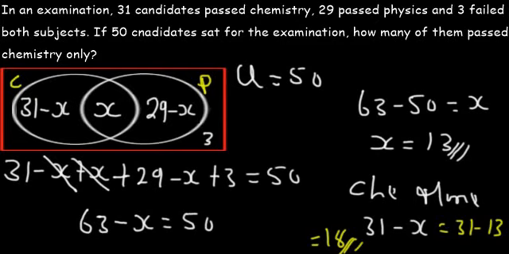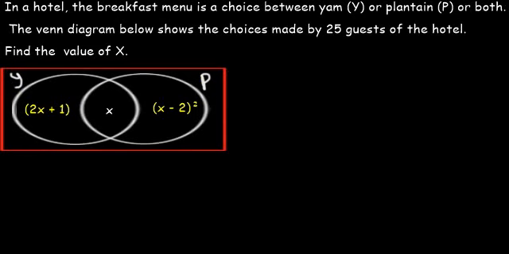Let's try to work out one more example. If you want to try this question out, feel free to pause the video and provide the solution. In a hotel, the breakfast menu is a choice between yam or plantain or both. The Venn diagram below shows the choices made by 25 guests of the hotel. Find the value of x.